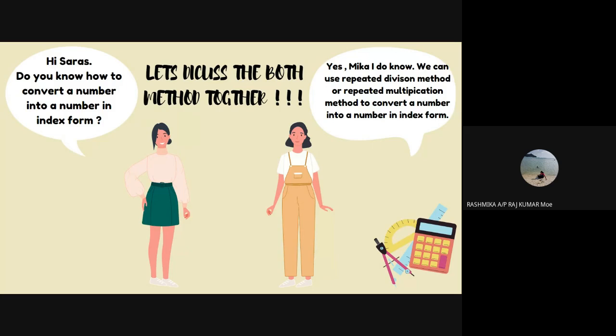Hi Cyrus, do you know how to convert a number into a number in index form? Yes, Mika, I do know. We can use the repeated division method or the repeated multiplication method to convert a number into a number in index form.